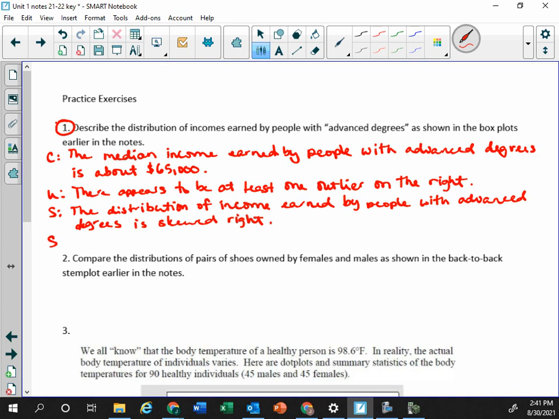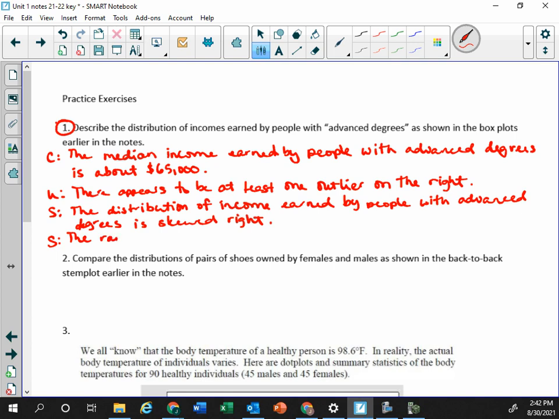Then spread. You've got two choices here. You could do the range or you could do the IQR. And you can find both of those on the box and whisker plot. Range is just maximum minus minimum. IQR is the top edge of the box minus the bottom edge of the box. And you're just approximating here. It's not easy to read the exact numbers as you follow it over on your little chart there. So do the best you can. I'll do both of them.